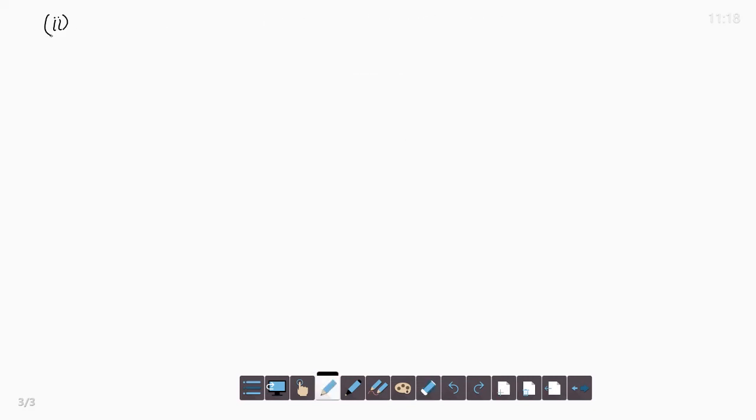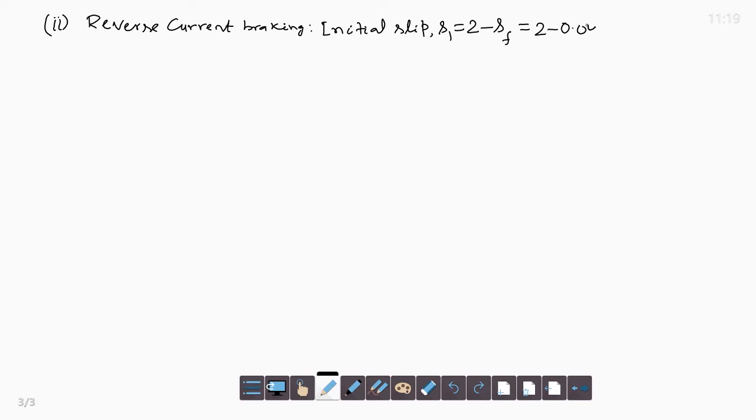Second, we will calculate the braking time to stop the motor by reverse current braking. Reverse current braking, initial slip S1 is 2 minus full load slip. Full load slip is 0.04, so it is 1.96.